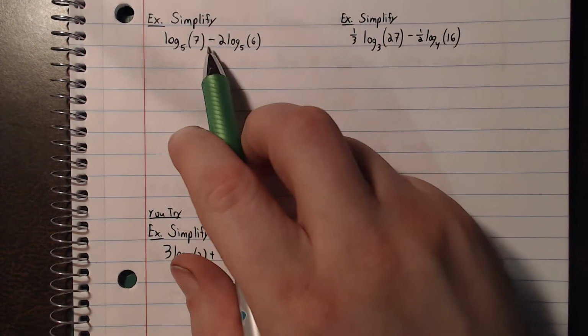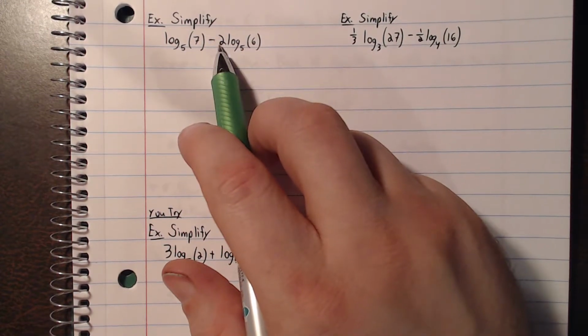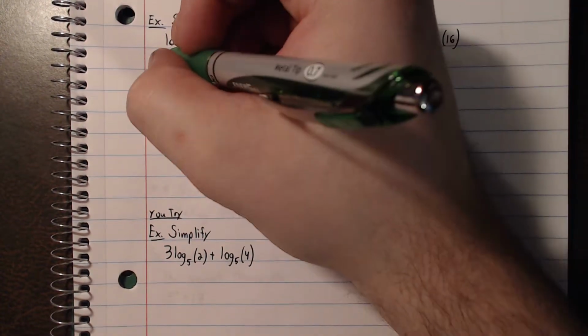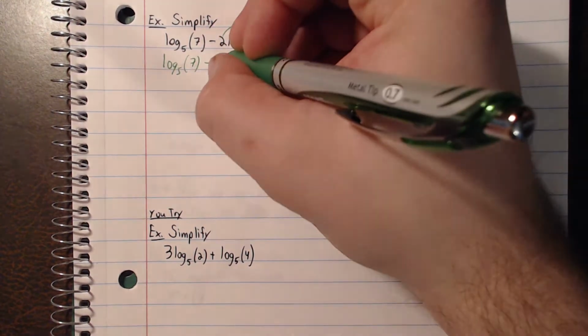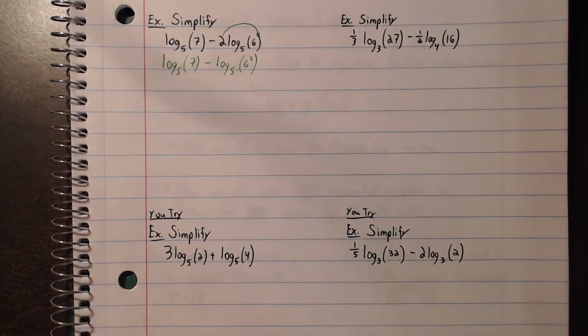So we just look at what's going on, right? I notice right here I have a 2 in front. I don't want the 2 in front. It needs to go inside, right? So we've got log base 5 of 7 minus log base 5 of 6 squared, right? That's just the power property.